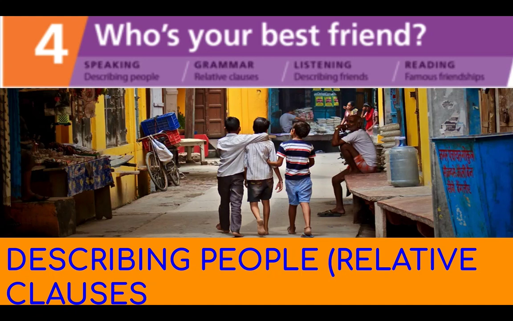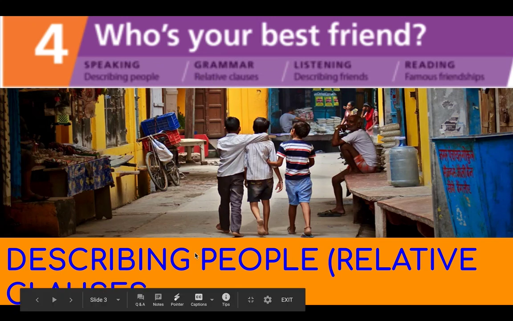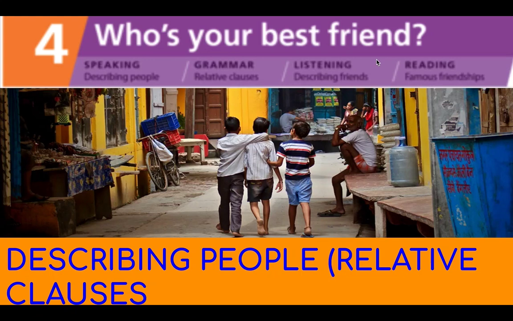And we will use the grammar point relative clauses. So we'll be describing people using relative clauses. So you can see the title, Who is your best friend? Who is your best friend? So if you have the book, we can get started.